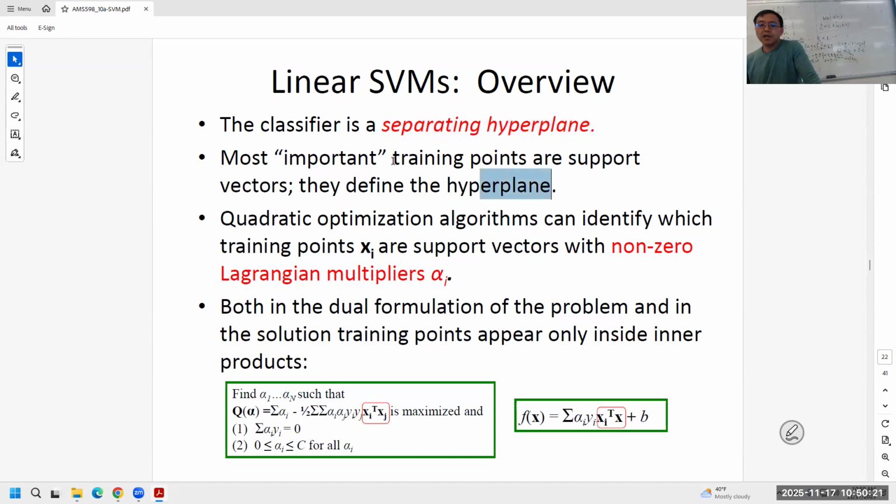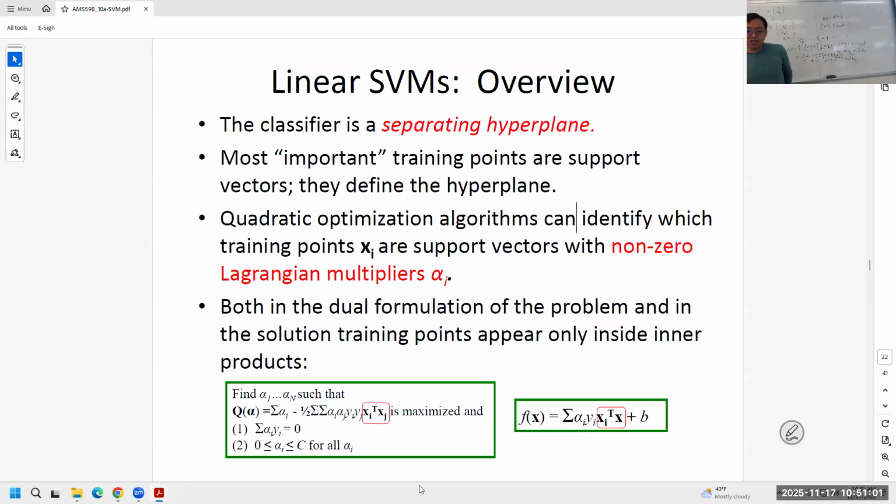They define the hyperplane. Now, does it mean those points that do not define beta are not important? Since our classification only relies on the support vectors, does that mean all the rest of the points, like the points away from the boundary, are not important at all? Do we even use those points away from the boundary? Well, we actually do use them.